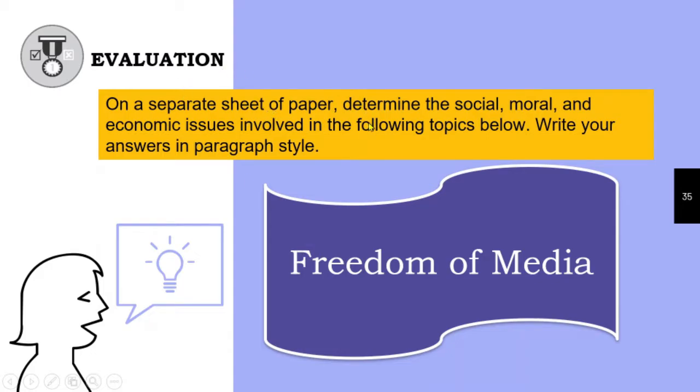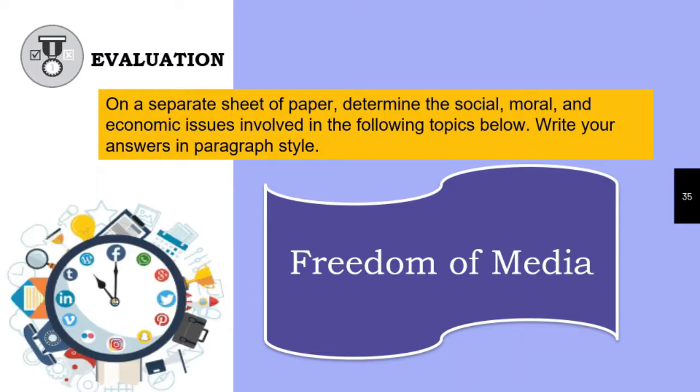On a separate sheet of paper for our evaluation, determine the social, moral, and economic issues involved in the following topics below. Write your answers in a paragraph style. Freedom of media. What can you say about the freedom of media? And when we say media, we are not just referring to the newspaper, magazines, television, radio, or posters. We are also referring to the current social media such as TikTok, Facebook, Twitter, Instagram, and YouTube. What can you say about the freedom of people to use these media?